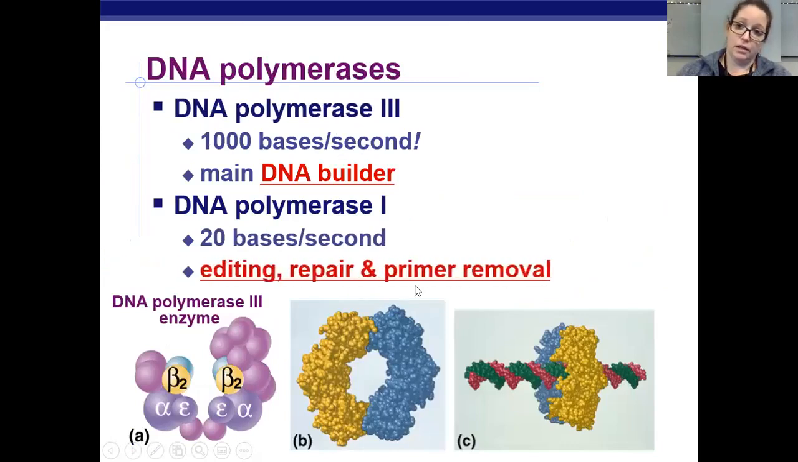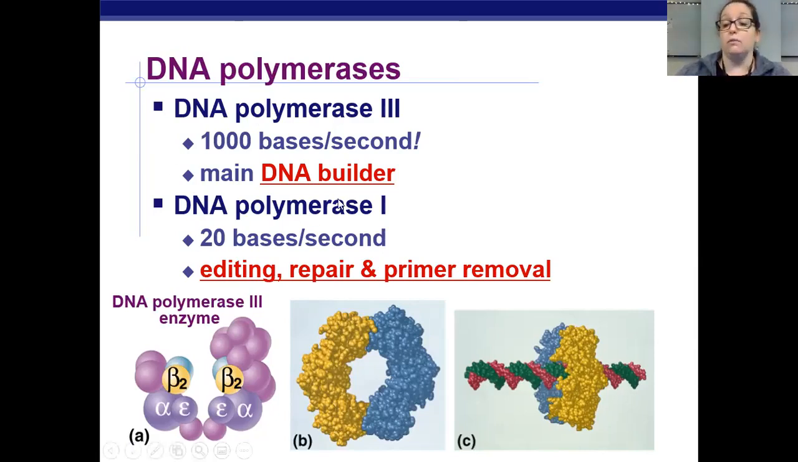DNA polymerase 3 is a wonderful enzyme. We have millions of copies of it in every single nucleus in every single cell. It can base pair up to 1,000 bases per second. And of course, it's our main DNA builder. Unfortunately, that means it also has a high mutation rate. I think we mutate 1 in 1,000. It's pretty high for our mutation rates, but we have something to fix that.